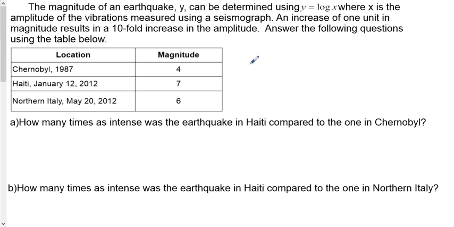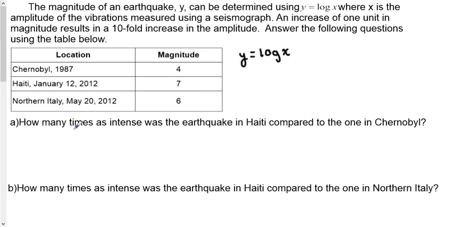Now that you've read the problem, we're given the logarithmic function y equals log x, where y represents the magnitude of the earthquake and x represents the amplitude of the vibrations measured by a seismograph, or the intensity. In our table here, we're given three locations: Chernobyl, Haiti, and northern Italy, and their corresponding magnitudes. The larger the magnitude, the more severe the earthquake.